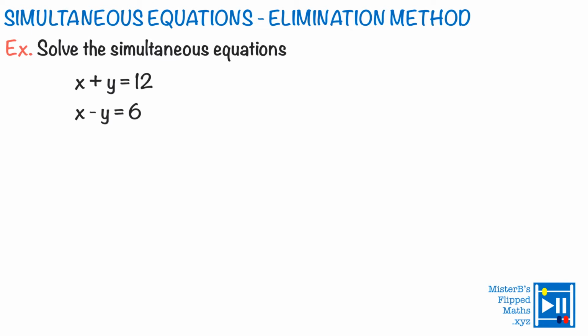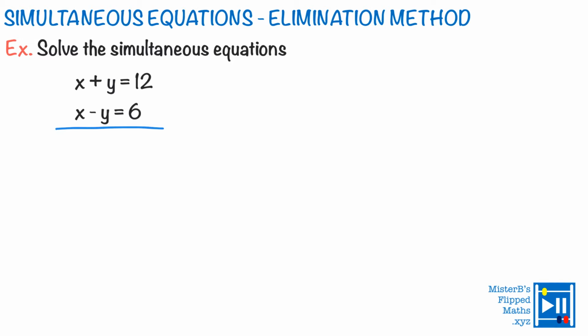So now I'm going to use the elimination method to solve these simultaneous equations. The idea is that if I get rid of one of the unknowns, I can end up with a linear equation with one unknown, which I know how to solve, right? So what I'm going to do is add these two equations and try to end up with an equation with one unknown.